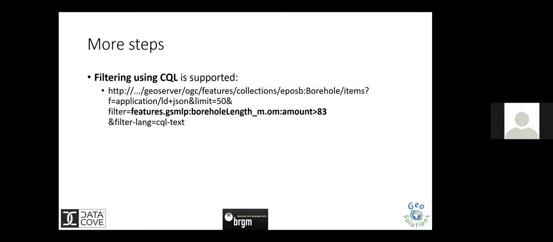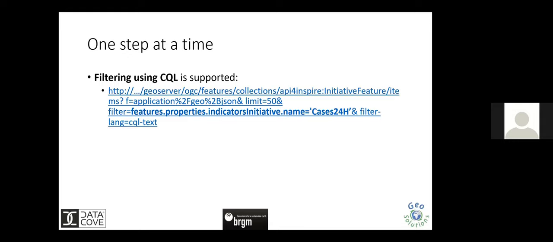The final bit is filtering. It supports full CQL filtering. And so you can say, give me all boreholes where the length is greater than 83. And that will just select those boreholes. I've done another one on the COVID initiatives database where I can say, give me all initiatives that provide the 24-hour case data, and that returns the data. So that is the very quick introduction into OGC API features, as well as where we're taking it.